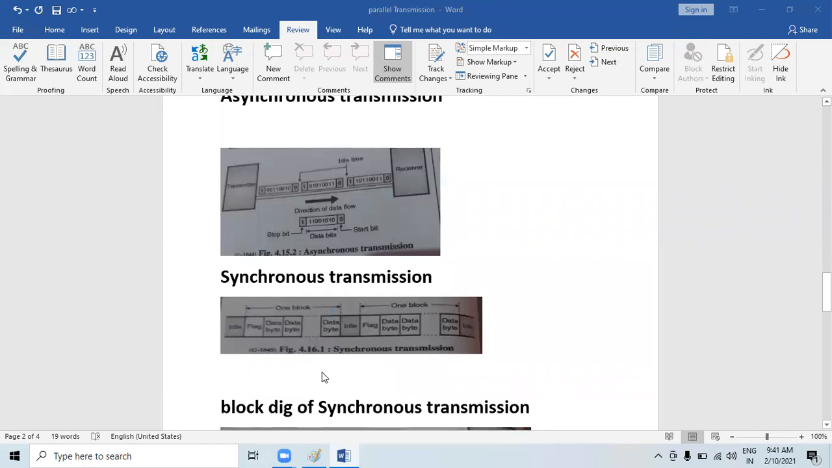Then the block diagram of asynchronous transmission. Here, start bits are 0, stop bits are 1. You can see the figure. So in this figure, that is asynchronous transmission. The use of start and stop bits and gaps, idle time between adjacent data units, will make the asynchronous transmission slow. This is the major disadvantage of using the start and stop bits.